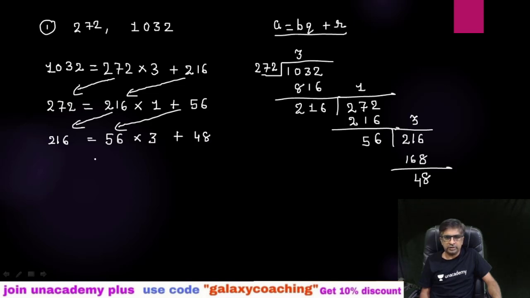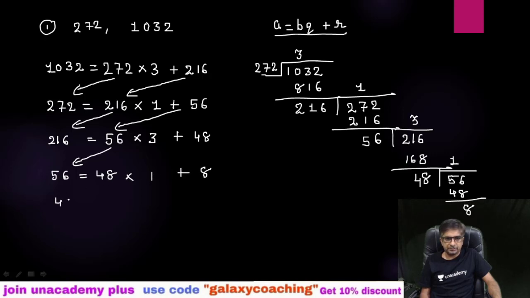Okay, now we need to take this 48 here, 56 here, and we need to divide 56 with 48. So 48 ones are 48, and the remainder will be 8. So 48 into 1 plus 8. Now divide this 48 by 8.